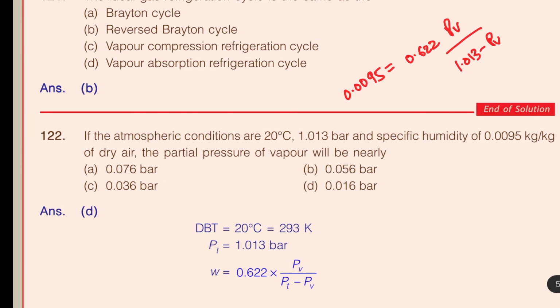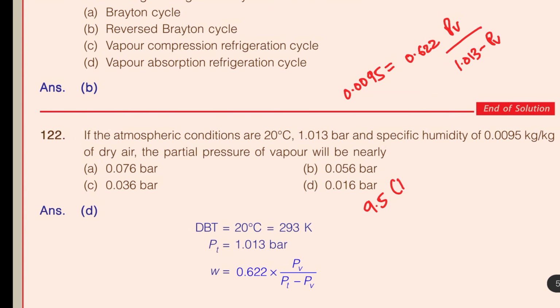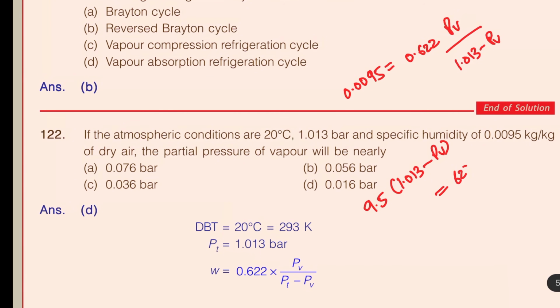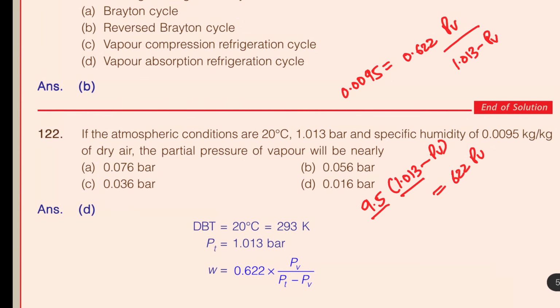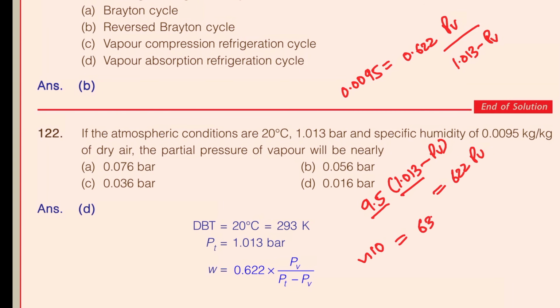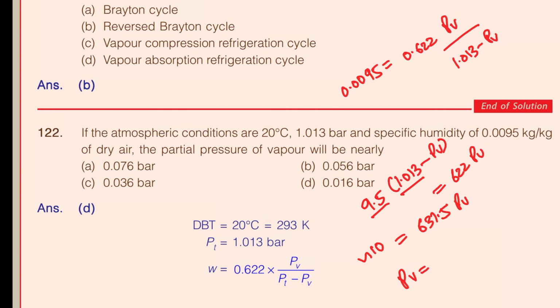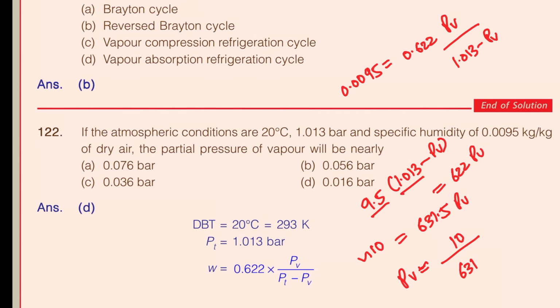So we will do the cross multiplication and everything. So we get 9.5 multiplied by 1.013 minus PV is equal to 622 PV. And when we solve this, I can say that 9.5 into 1.013 is somewhat 10. So 10 is equal to 631.5 PV. So the value of PV is equal to somewhat near to 10 divided by 631.5. That is the PV that we need to solve.